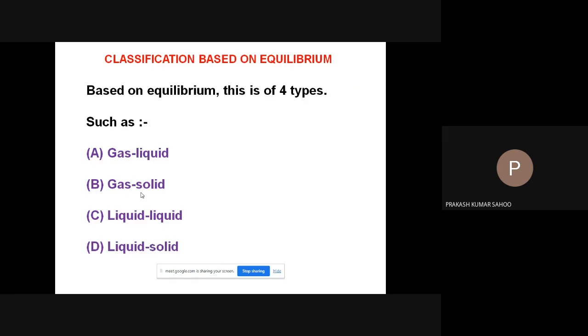Then we have classification based on equilibrium. There is an equilibrium which defines the classification of separation techniques. This depends upon the type of equilibrium. So different types of separation methods have been classified under various categories based on property resulting into separation.